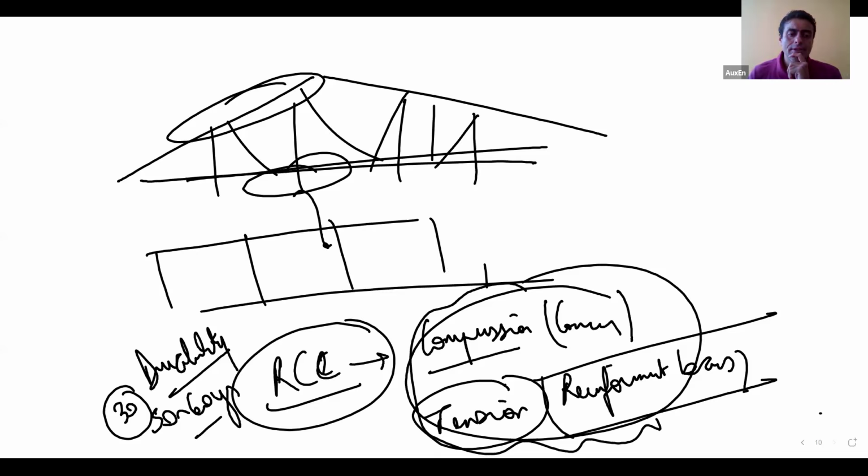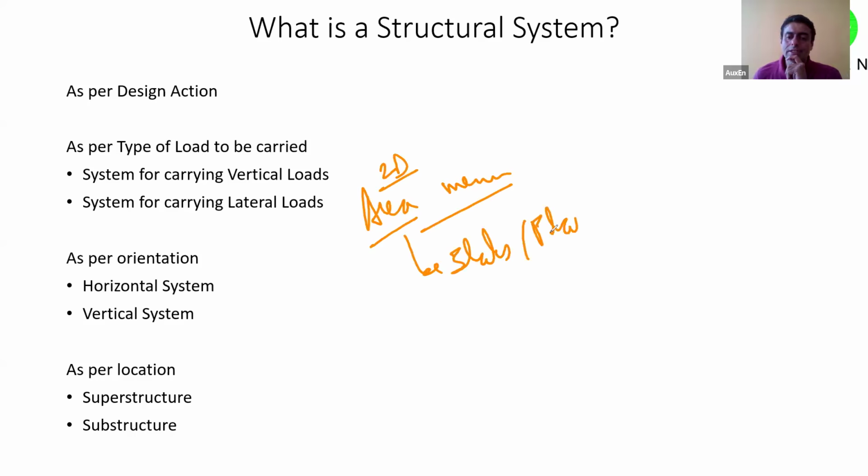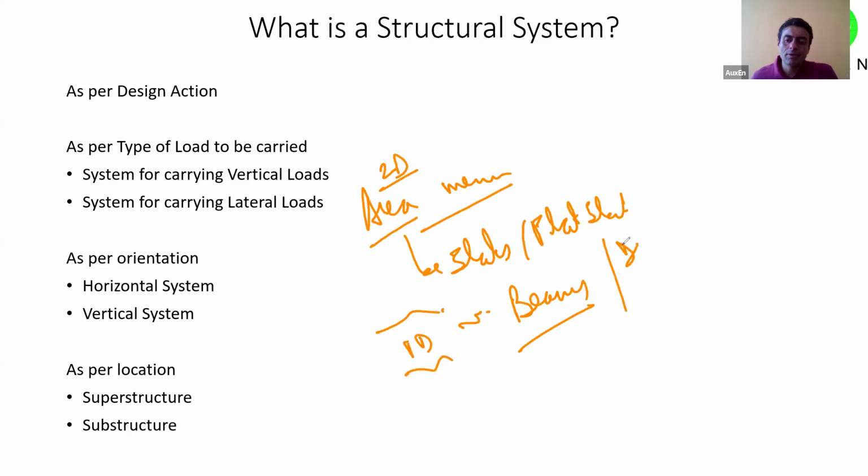Now just going back. So we're discussing the different types of structural systems. So in this course, we are going to discuss the different 2D area members or elements. We are going to discuss the slabs, obviously. We are going to discuss the flat slabs also. Okay. The major 1D elements, which take loads along their lengths, we will be focusing more on beams only and deep beams also.